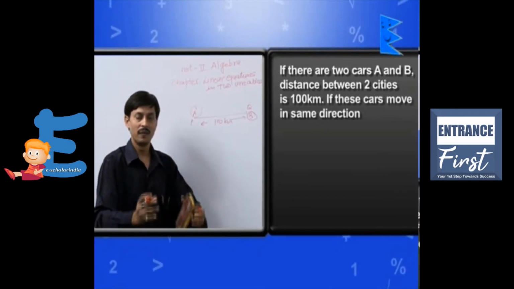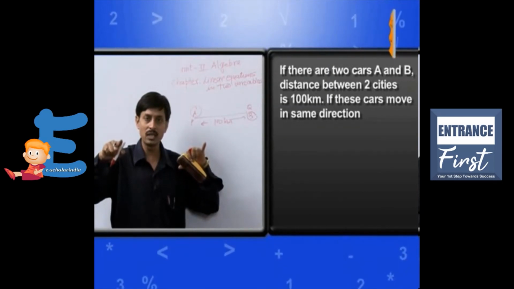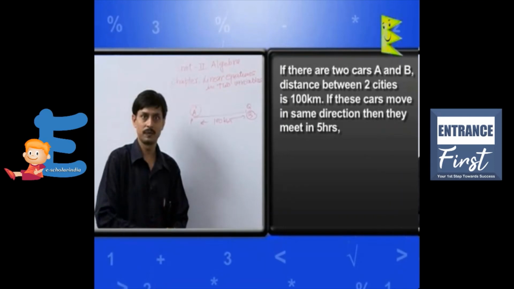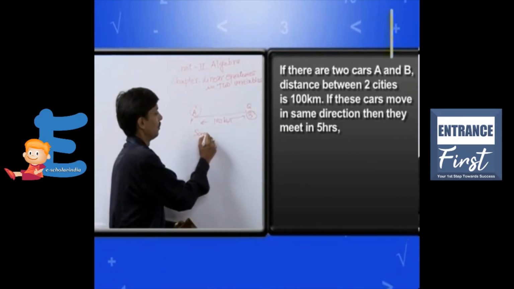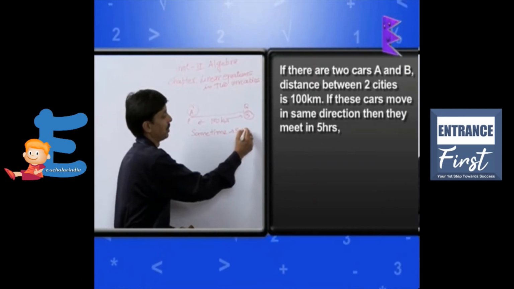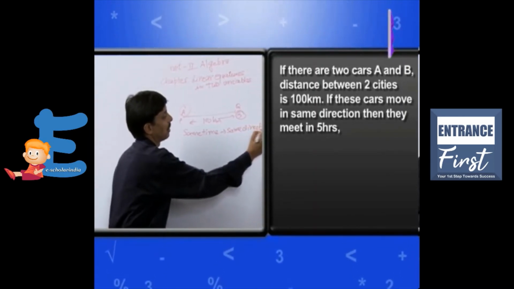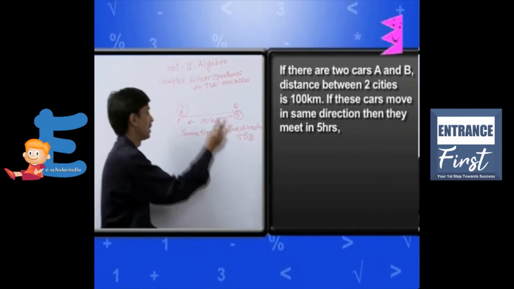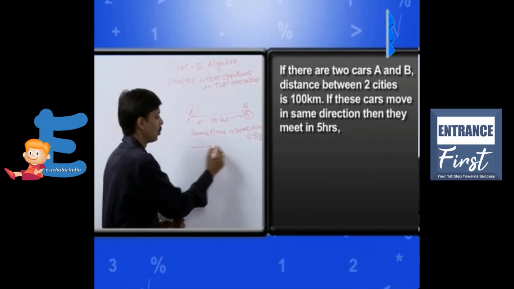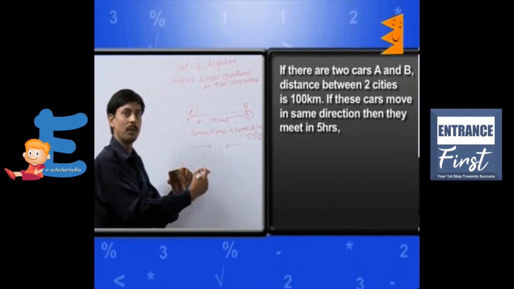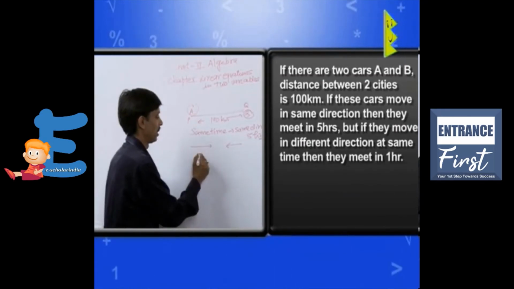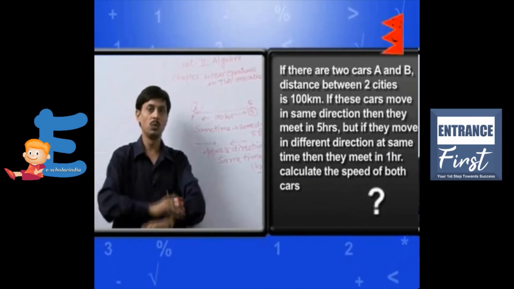Now the question comes: if these two cars move at the same time in the same direction, they meet in 5 hours. The first car catches the second after 5 hours. If these two cars start at the same time but in opposite directions, they meet in only 1 hour. What are the speeds of the two cars?